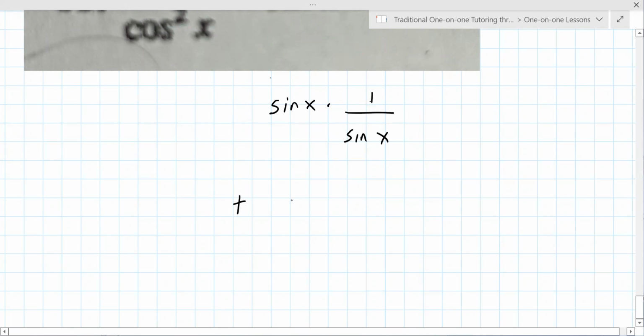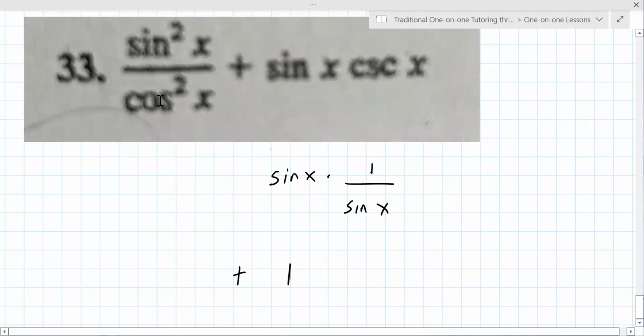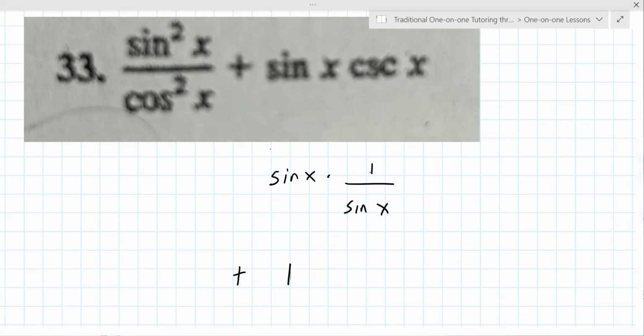1. Plus 1. Yeah. Now, sine squared over cosine squared, they're already in terms of sine and cosine. Does anything there stand out to you? Sine over cosine. Tangent. Tangent, yeah. So it becomes tangent squared, right? Exactly. Yep.